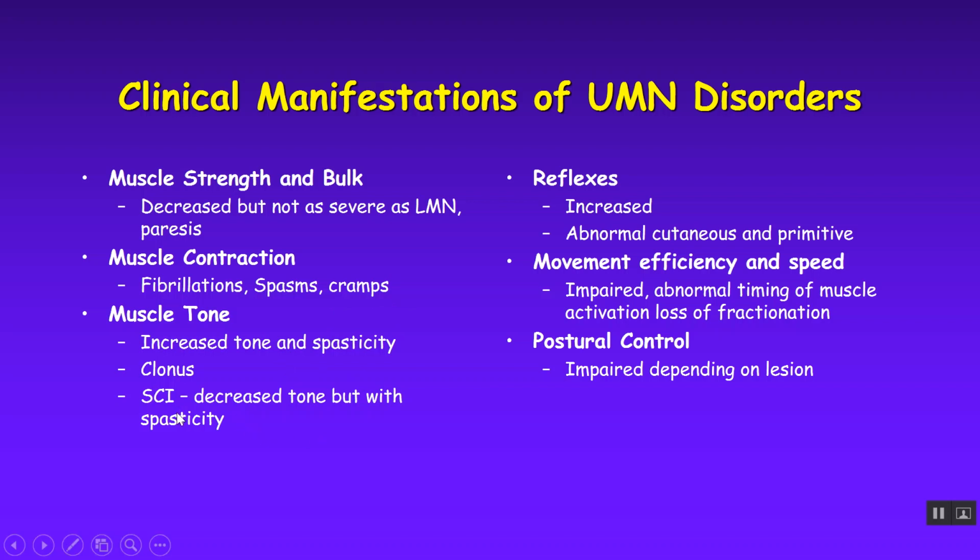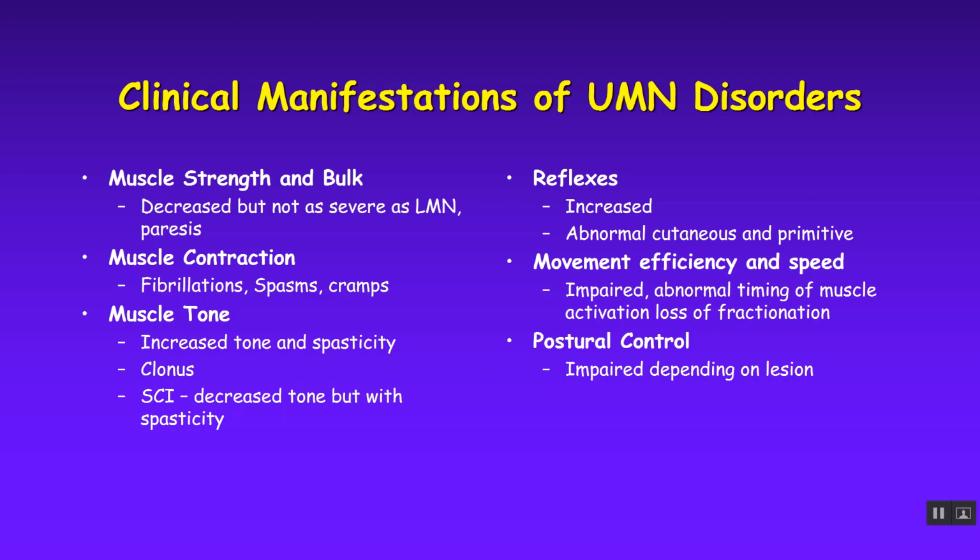SCI is a little unique. We're not going to get into that now. Sometimes they will have decreased tone but very high spasticity just because of the nature of it, especially if it's a complete injury. They will often have clonus, where you get that beating back, especially in the ankle. Reflexes will typically be increased. And they often demonstrate some of those abnormal cutaneous reflexes, the Babinski reflex. We'll talk about a pronator drift, and a Hoffman reflex we'll show you. That'll also confirm upper motor neuron problem, okay?